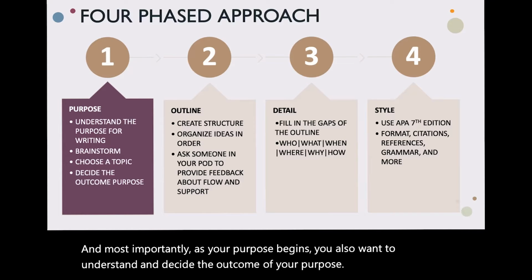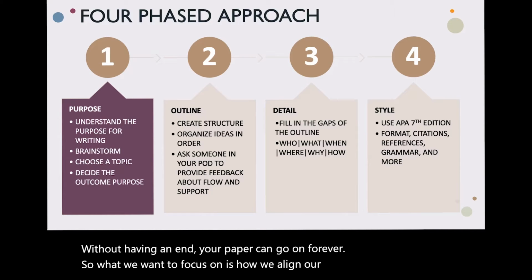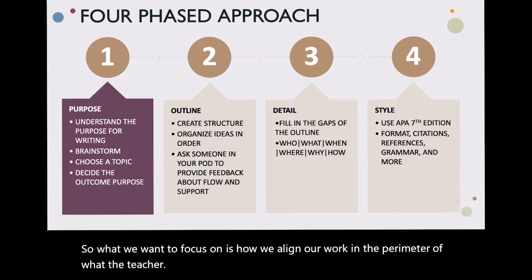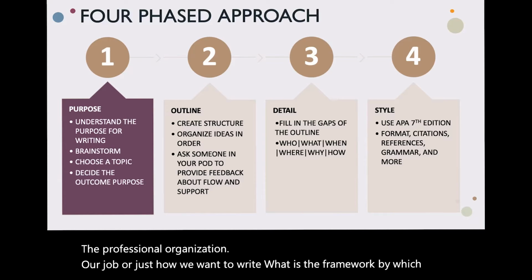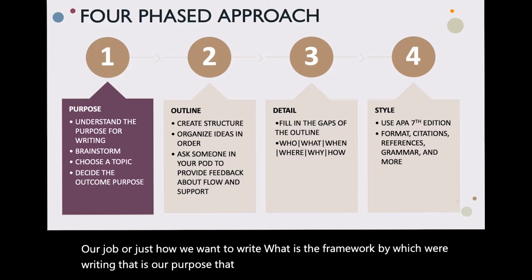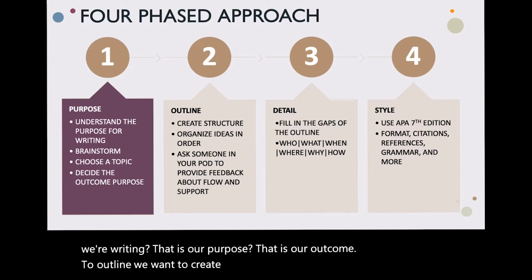Without having an end, your paper can go on forever. So what we want to focus on is how we align our work in the perimeter of what the teacher, the professional organization, our job, or just how we want to write. What is the framework by which we're writing? That is our purpose. That is our outcome. To outline, we want to create a structure that organizes our ideas in order.